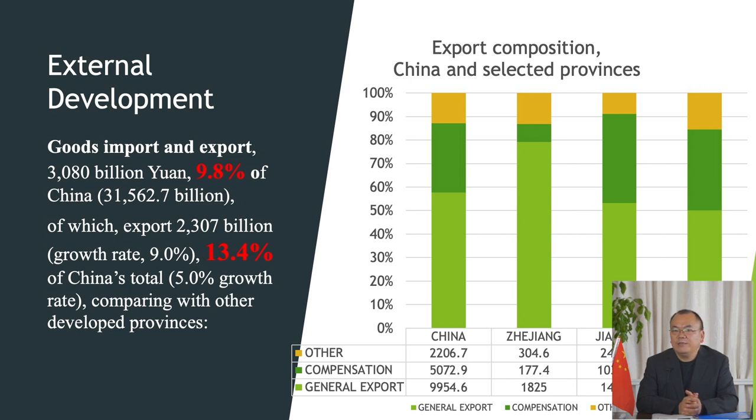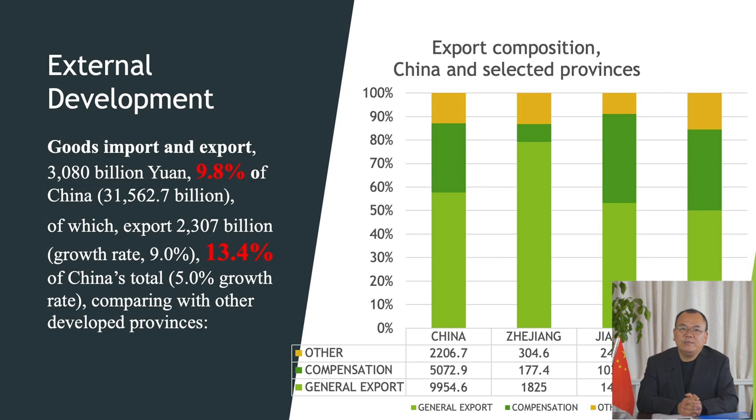We know that general export, in fact, Zhejiang export the product they made by themselves. They purchase the raw materials, the parts, then they manufacture the final product, then they find the market in the world, then export this product. It takes 80%.